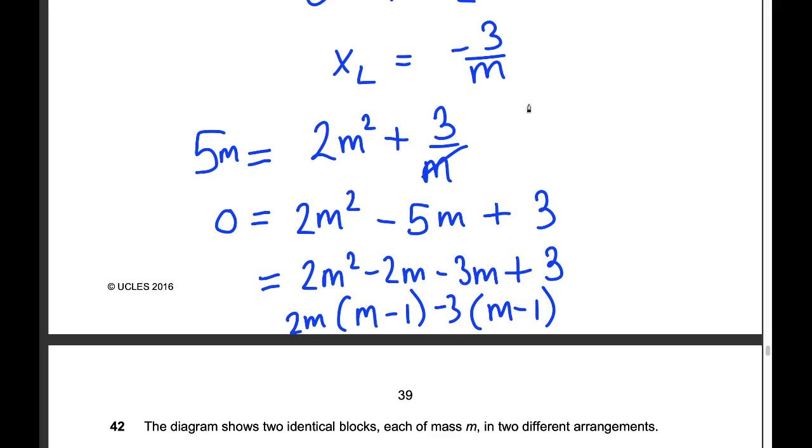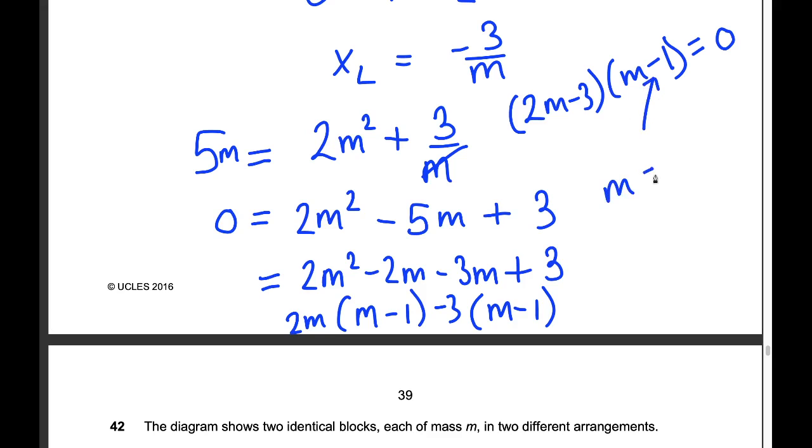So you can split this down into 2 brackets, either 2m minus 3 in one bracket or m minus 1 in the other bracket, and separately they each have to equal 0. One of these gives the solution m equals 1. That's this bracket here. The other one gives the solution m is equal to 3 over 2. So that will be your answer.